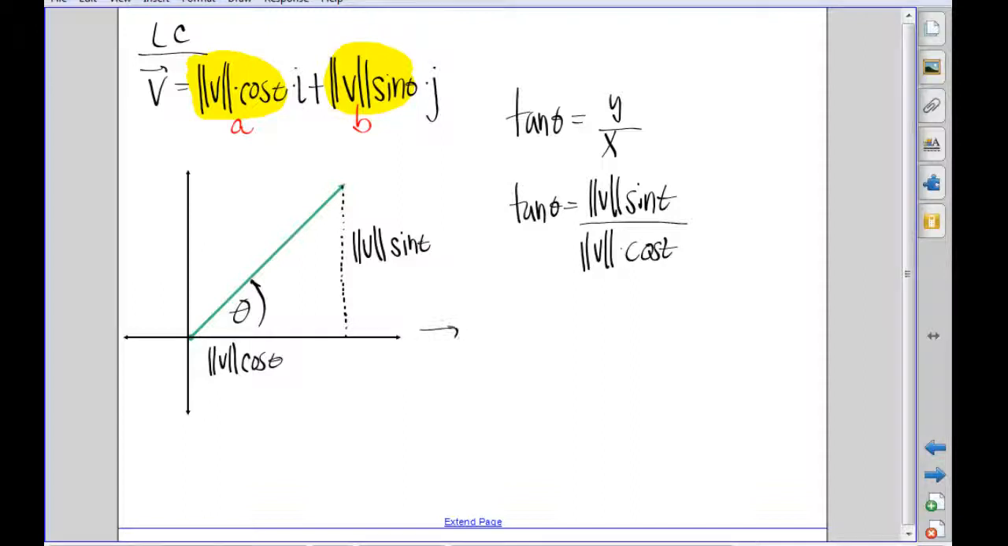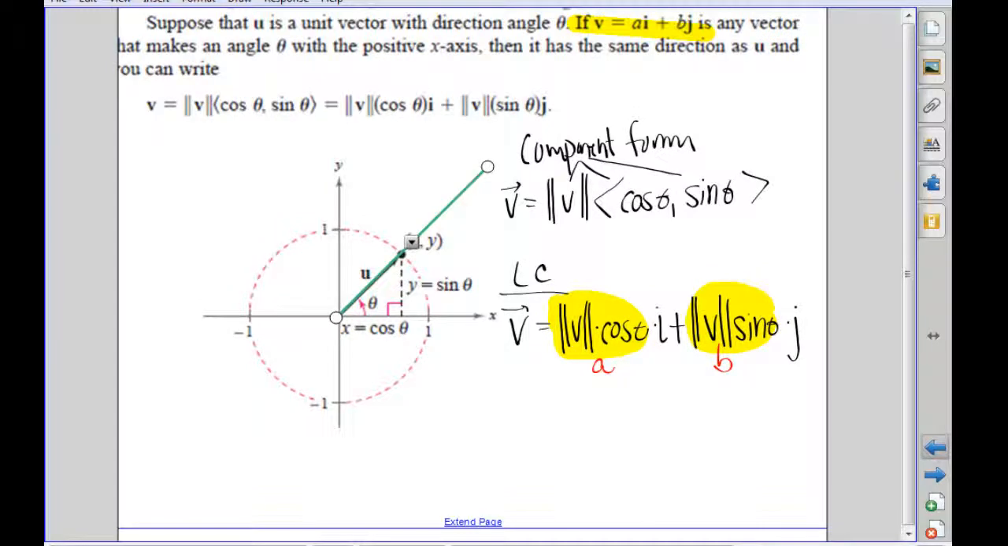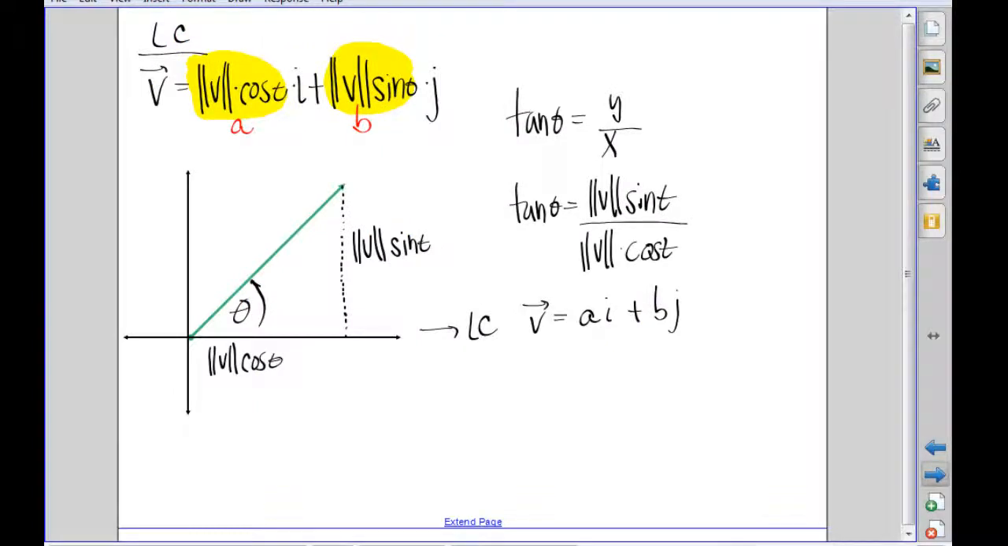But remember, a linear combination is always expressed for vector v as ai plus bj. And earlier, we said that our a value was magnitude of vector v cosine theta, and our b value was magnitude of vector v times sine of theta. So with this substitution, we're going to swap this out with a and swap out the denominator with b. I can say that tangent of theta is equal to b over a.